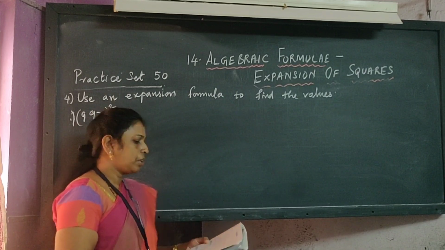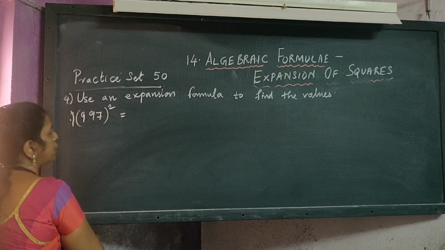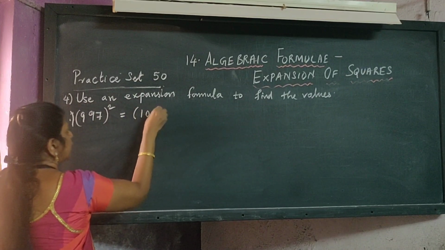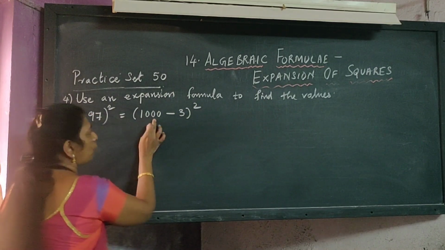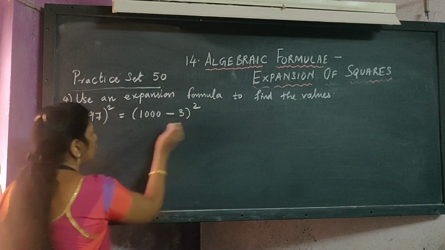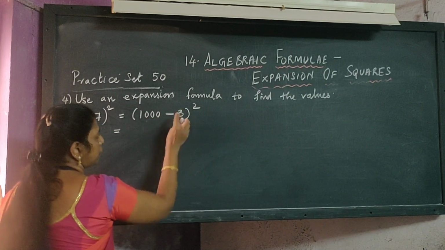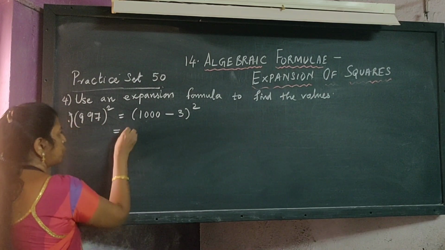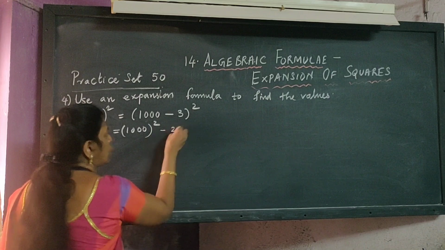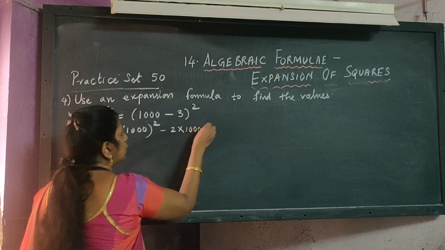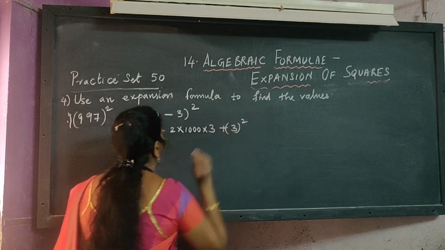So the first sum, 997, the whole square. How will you write this 997? We can write 1000 minus 3 the whole square. Now this is in the form of a minus b the whole square. So you will get first term square minus 2 into first term into last term plus last term the whole square. So first term is 1000 the whole square minus 2 into first term into last term, that is 3, plus 3 the whole square.